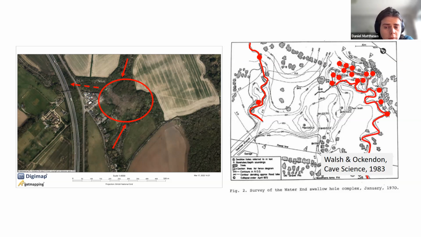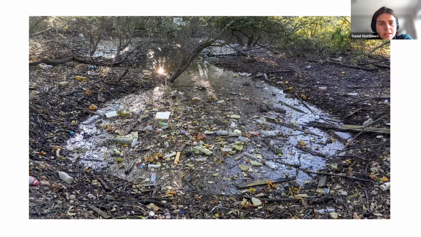So as we saw in the previous map, water entering the aquifer at this point flows northeast into the Lee Valley into a different surface water catchment. So it's just a nice example of how karst can transfer flow between these surface water catchments. Okay, so this is one of the swallow holes at Water End, and sadly this is the state of quite a few of the features here and elsewhere in this area, and it's just a clear illustration of the vulnerability of the aquifer at these sites.